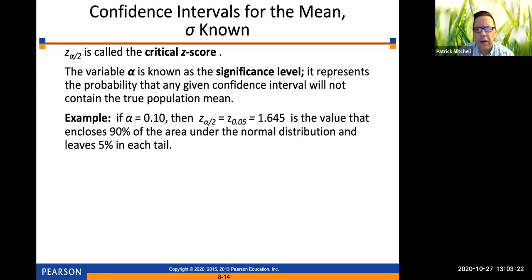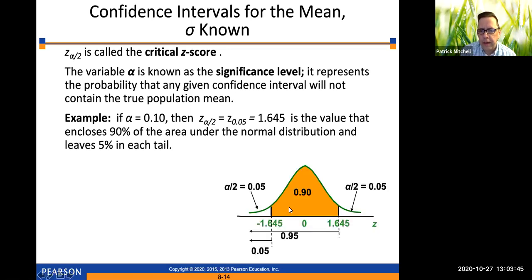That's not exactly right the way they said that. Yeah, it's really the value that encloses the bottom 95%. If they said plus or minus 1.645, that would enclose the middle 90%, okay? And would leave 5% in each tail.